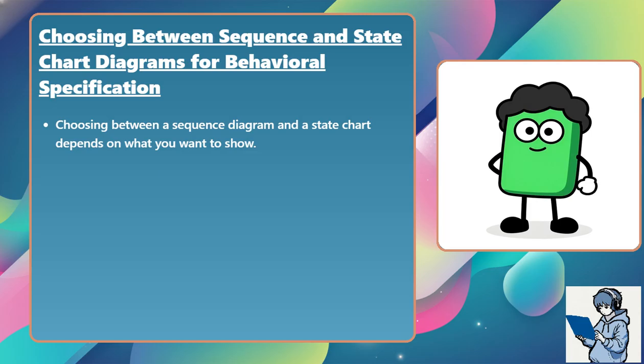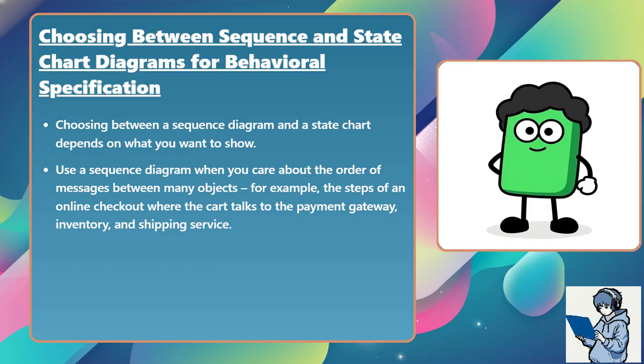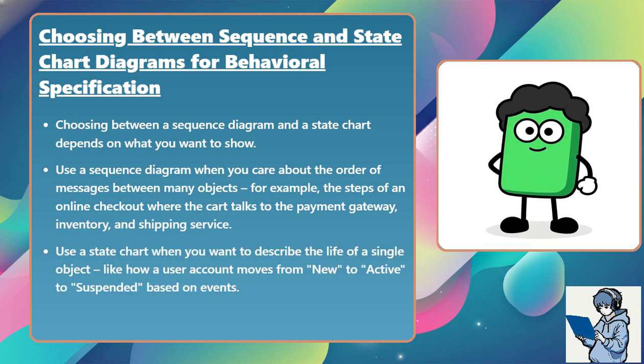Choosing between a sequence diagram and a state chart depends on what you want to show. Use a sequence diagram when you care about the order of messages between many objects. For example, the steps of an online checkout, where the cart talks to the payment gateway, inventory, and shipping service. Use a state chart when you want to describe the life of a single object, like how a user account moves from new to active to suspended based on events.